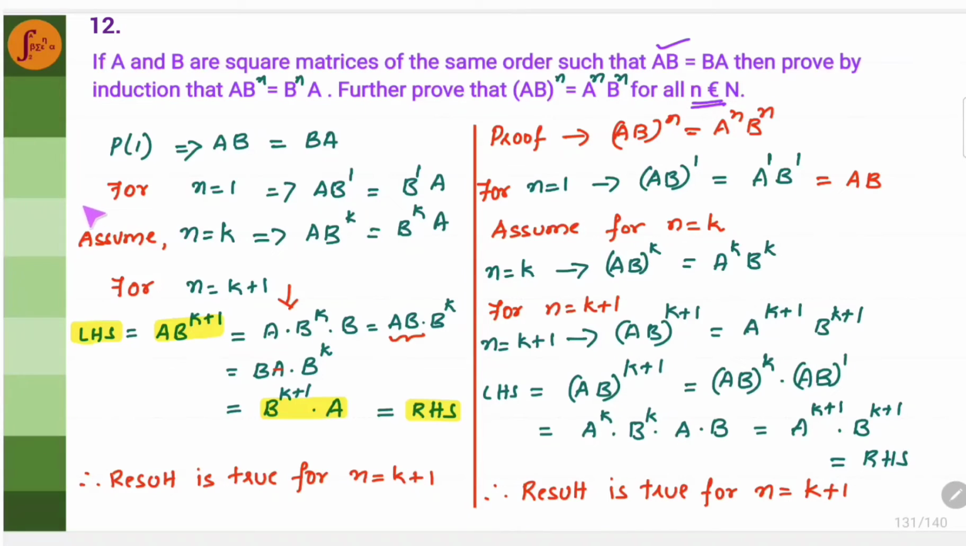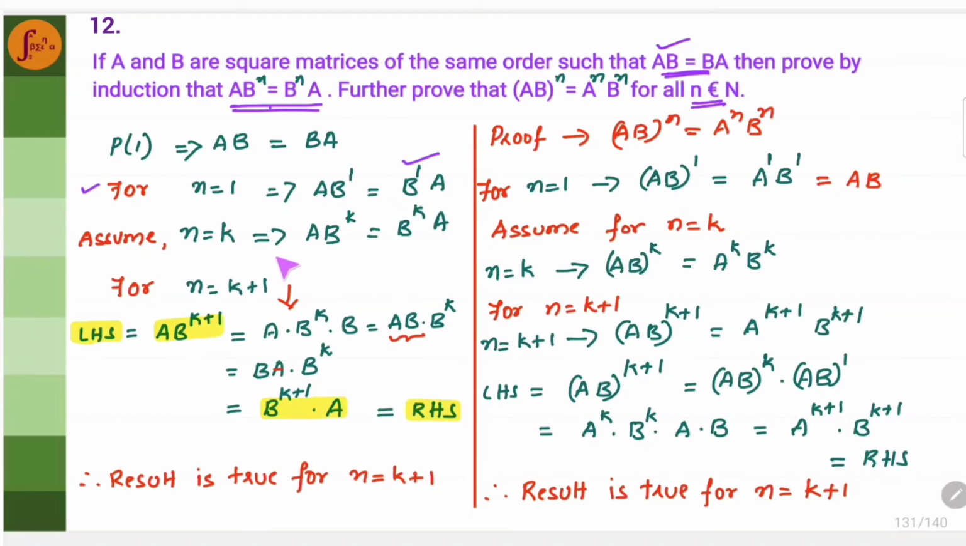So same steps for n is equal to 1. If you put n as 1, you're going to get AB is equal to BA. So that is correct. They've already told us that AB is equal to BA. So the condition is proved for n is equal to 1.